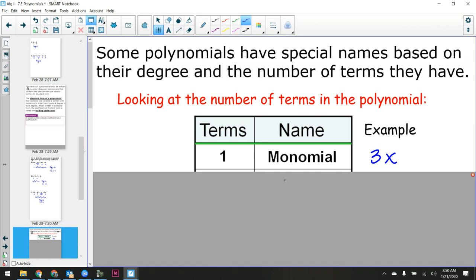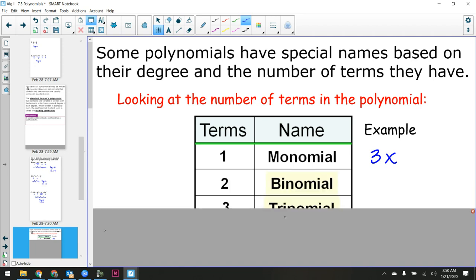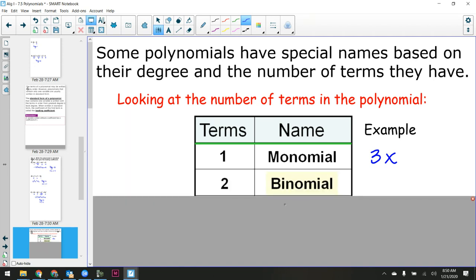Okay. The prefix is going to change. Instead of monomial, it's going to change. Binomial. Oop, I almost showed the third one there. Binomial. Just like you got 2 wheels on a bike, right? Bicycle. The bi prefix meaning 2. Bicycle. Binomial. 2 terms. 4x squared plus 2. 2 terms. There are 2 terms. If it's 2 terms, you call it a binomial.